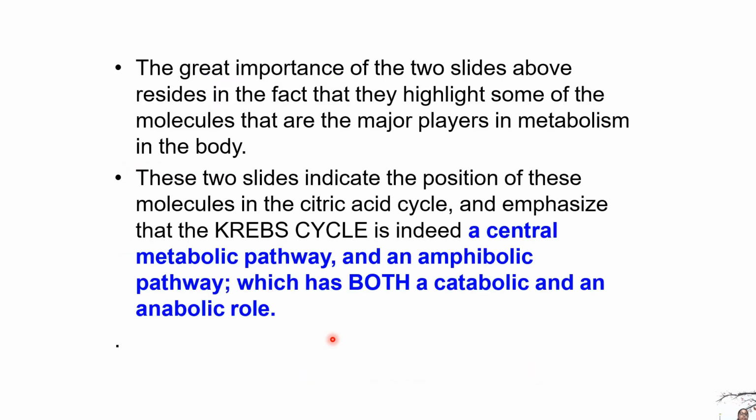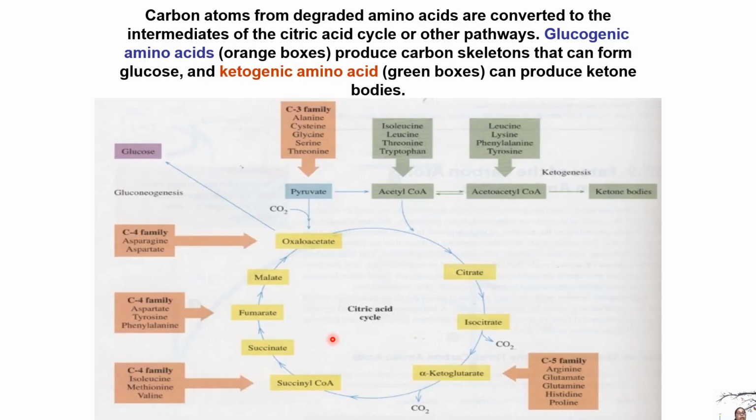Now, the great importance of the 2 slides above resides in the fact that they highlight some of the molecules that are the major players in the metabolism in the body. Okay, so these last 2 slides basically indicate the position of these molecules in the citric acid cycle and emphasize that the Krebs cycle is indeed a central metabolic pathway and an amphibolic pathway which has both a catabolic and anabolic role.